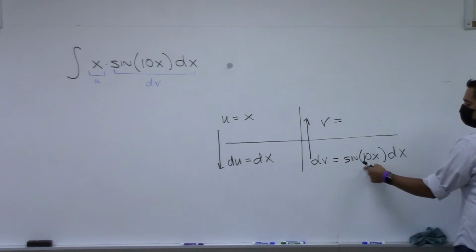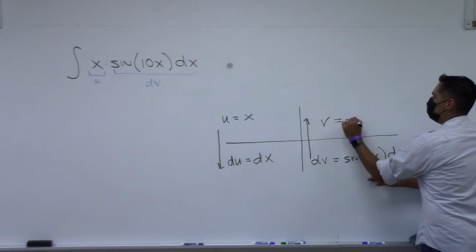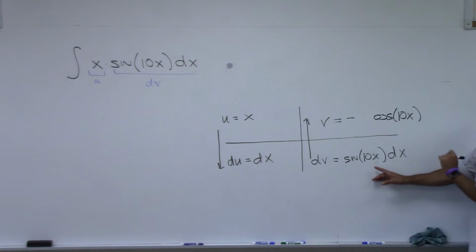So the antiderivative of this, who wants to give me the antiderivative of that carefully? Negative cosine of 10x. Bree, right?